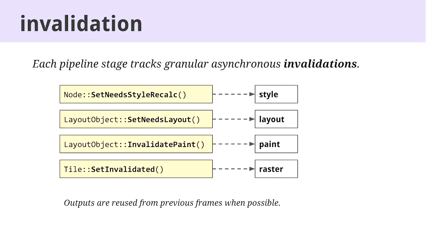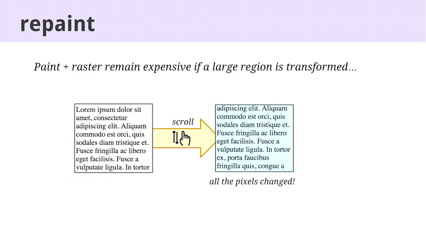So one obvious optimization is to keep track of what's changed and reuse things that haven't changed. Each pipeline stage has its own concept of granular invalidation, where you can say, for example, this node needs its layout recomputed on the next frame. And then the next layout pass will lay out only the nodes that have been marked as needing layout. So that helps, but it only gets you so far, especially if you're transforming a large visual region, which is common for animations and scrolling. Rerunning paint and raster for the entire region after every scroll event is quite expensive.